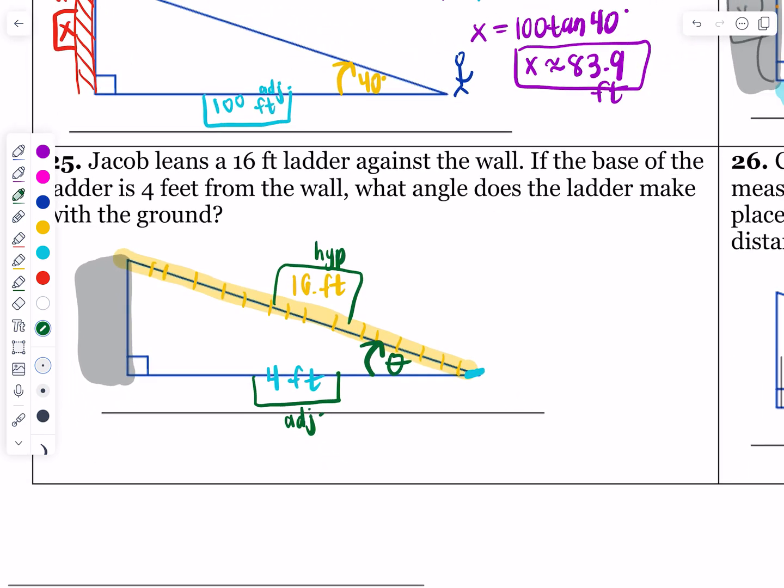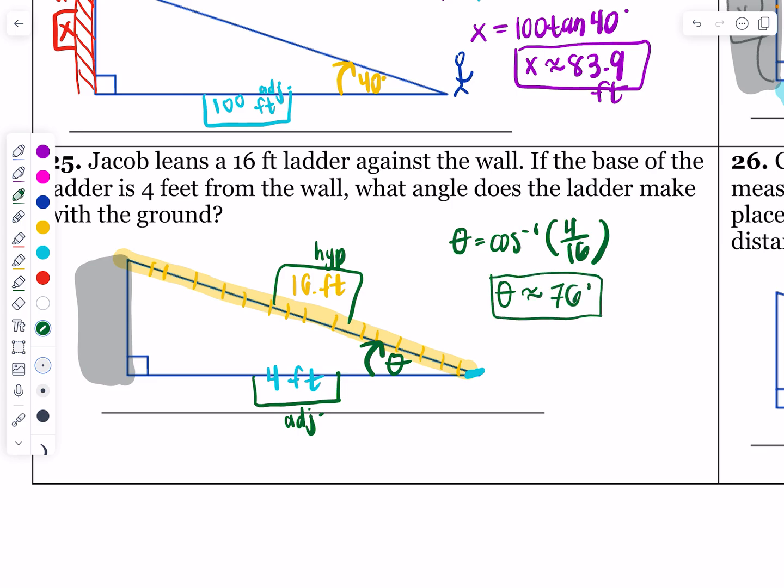I'm going to use inverse cosine. So theta is going to be equal to the inverse cosine of adjacent over hypotenuse. That's 4 over 16. Okay, so type that in. Because this is an angle, the directions told me to round this to the nearest degree. So that's going to be approximately 76 degrees. This would make a 76-degree angle with the ground, the ladder would, and that makes sense as an answer because it is an acute angle in my triangle.